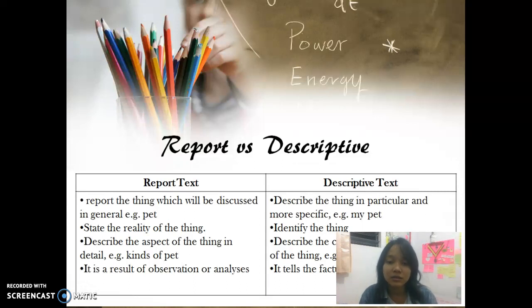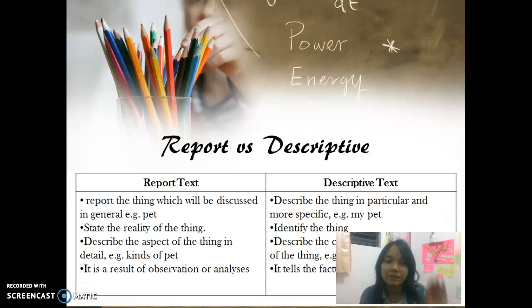And the next is state. Report text states the reality of the thing. As I said before, report text contains facts. Descriptive text also states the facts as well. But in descriptive text, it identifies the thing. For example, if you talk about a plant.